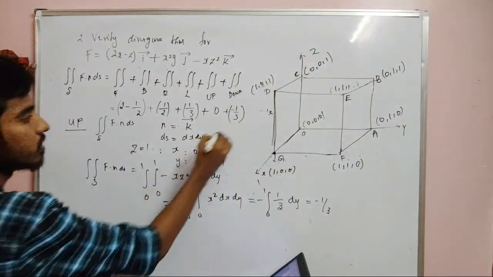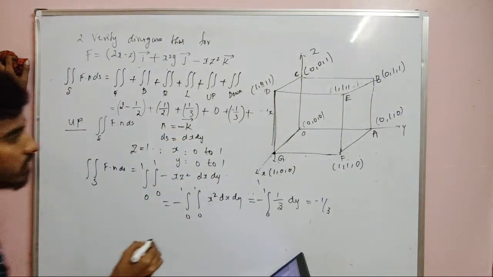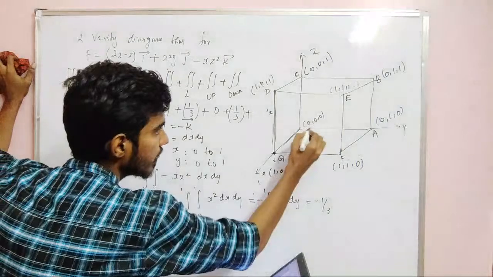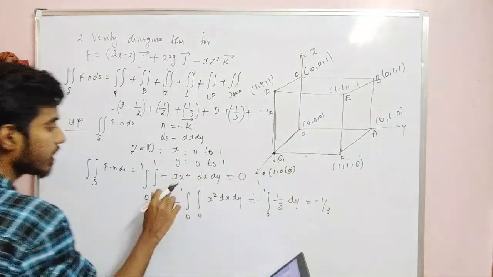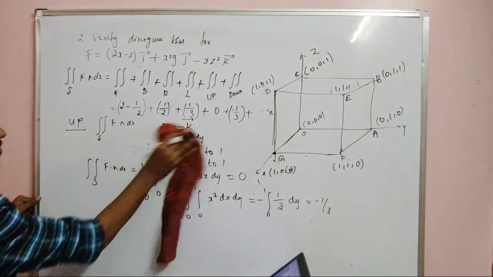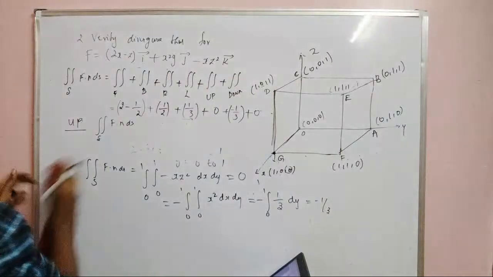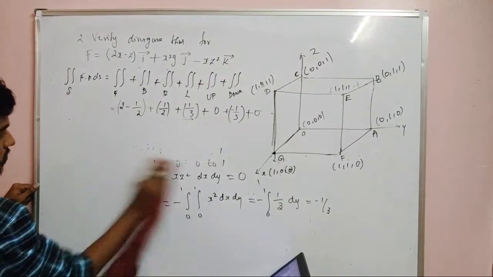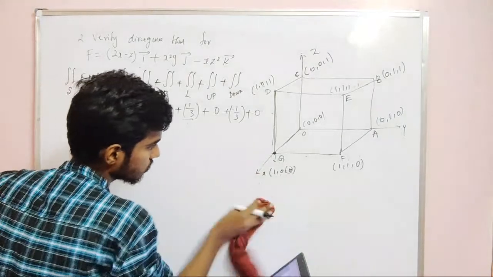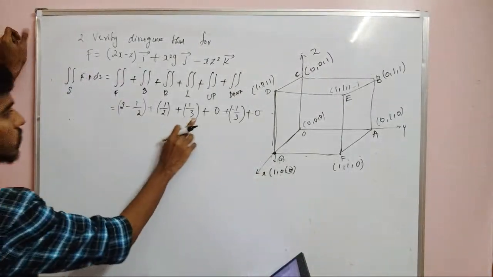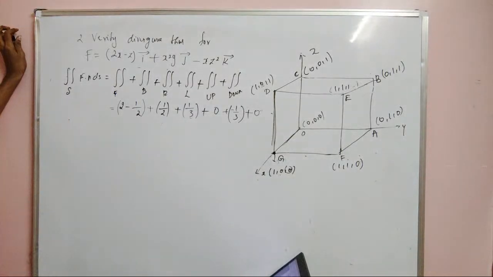Now we need to find down. For down n is minus k, and you can see for down z is 0, so this entire term will be 0 because we have x into z square. So we have found all the terms, and this is 0. Now we need to just make some substitutions and simplifications.